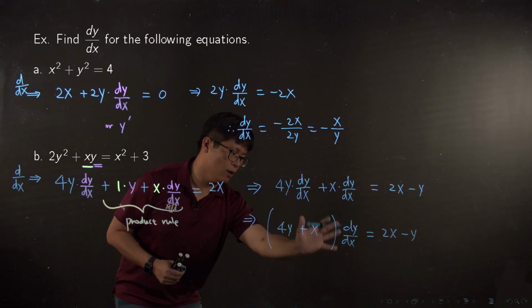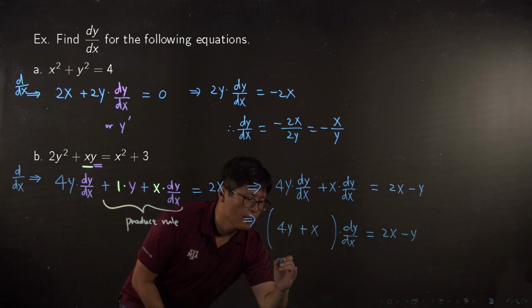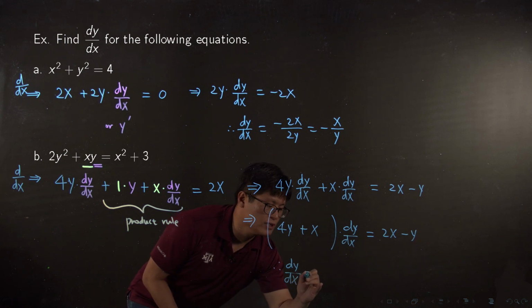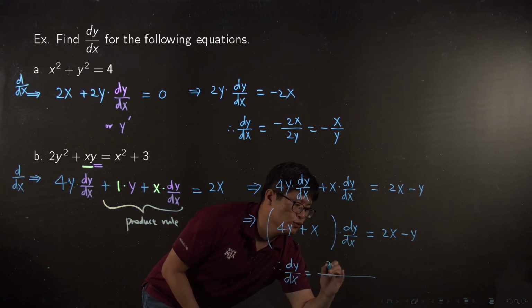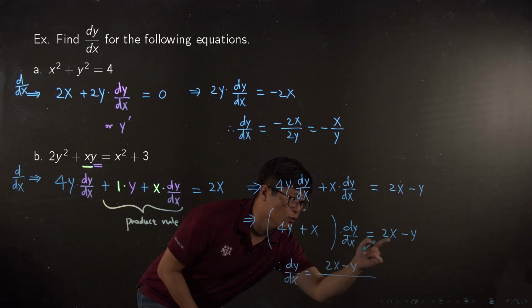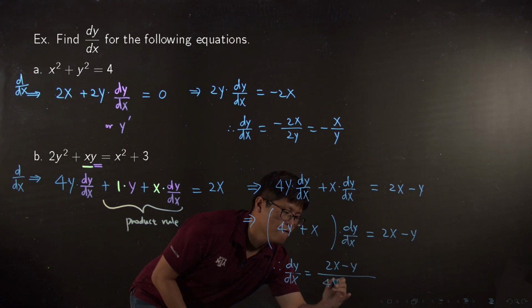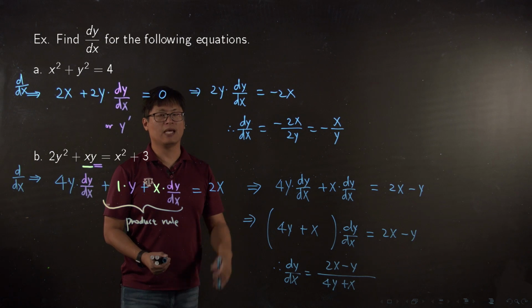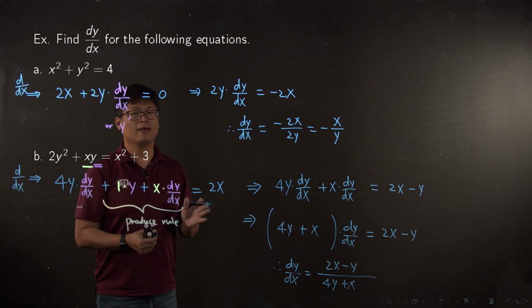Now let's divide this whole thing by 4y plus x on both sides, okay? Then your answer, dy over dx is equal to 2x minus y, which was on your right-hand side, over 4y plus x, which came from the left-hand side, okay? This is the answer, and this is implicit differentiation, okay?